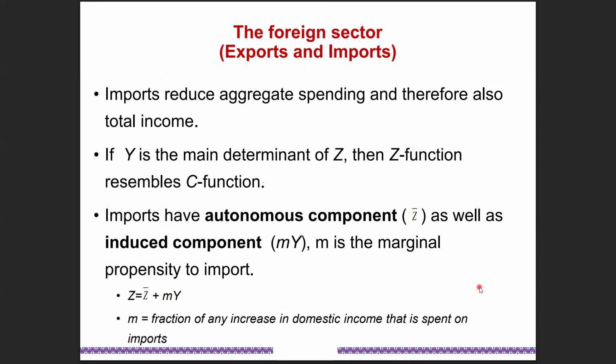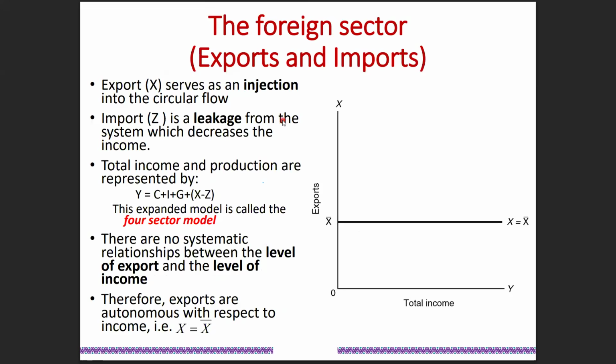The foreign sector, export and import. Imports reduce aggregate spending and therefore also total income. So now we're looking at the imports. They're saying that imports reduce aggregate spending. Obviously, you can see here that imports are separated, so obviously they reduce aggregate spending, right?